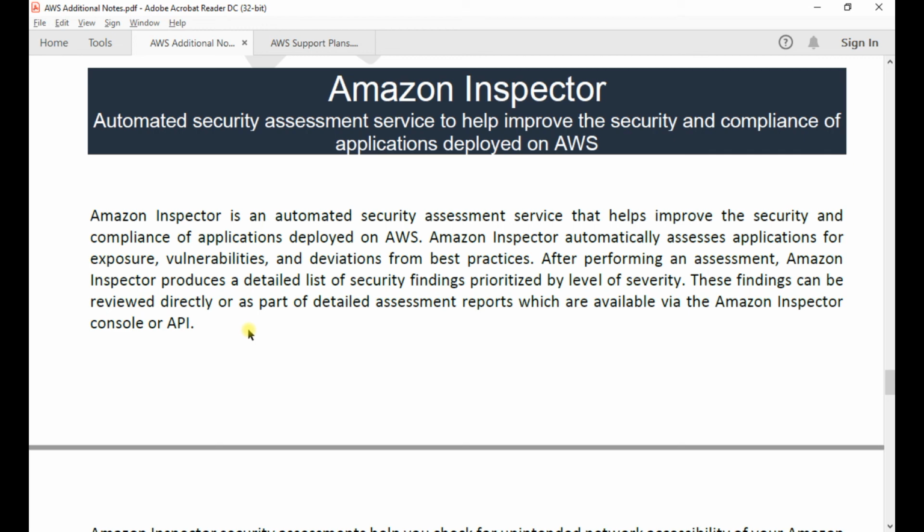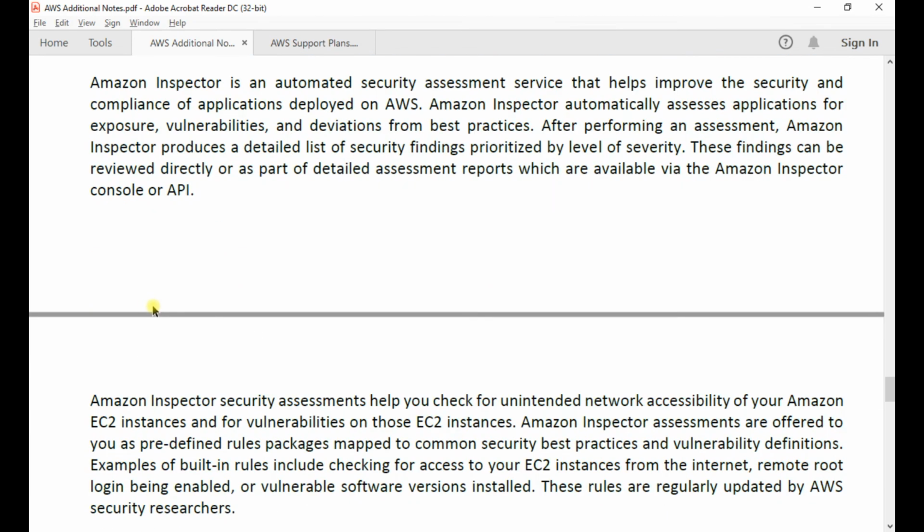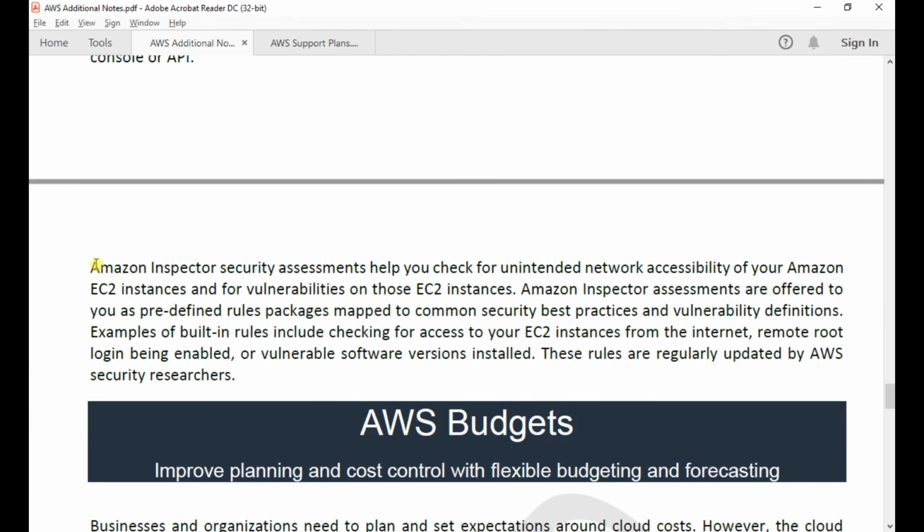It is an automated security assessment service that helps improve the security and compliance of deployed applications. Inspector automatically assesses applications for exposure, vulnerabilities, and deviations from best practices. After performing an assessment, Amazon Inspector produces a detailed list of security findings prioritized by level of severity. These findings can be reviewed directly as part of detailed assessment reports available from Amazon Inspector.